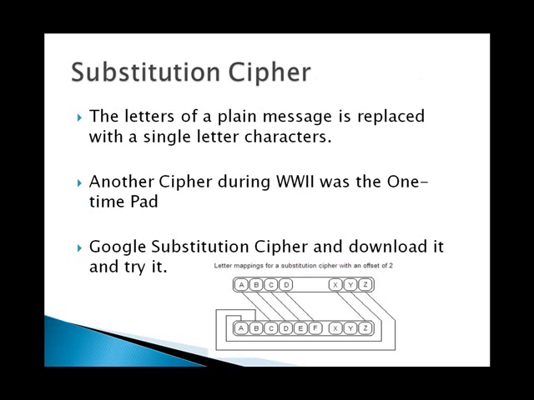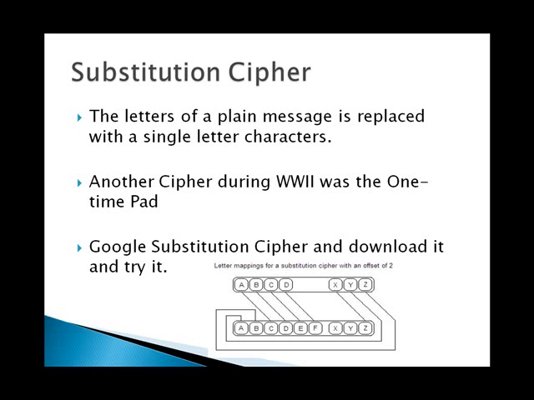There are two types of ciphering that I'm going to talk about. One is the substitution cipher. What that is, is a letter of plain messaging that's replaced with a single letter character. They used this back in World War II. They also used another cipher, which was called the one time pad.